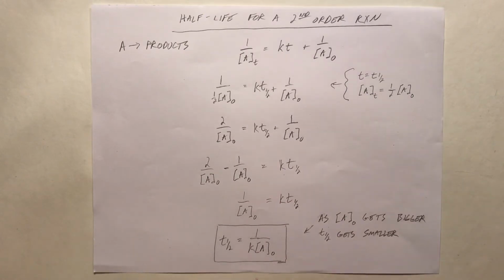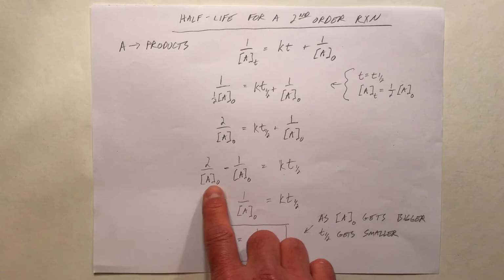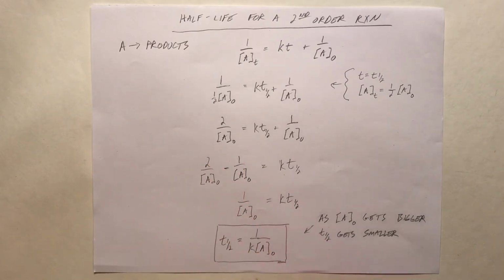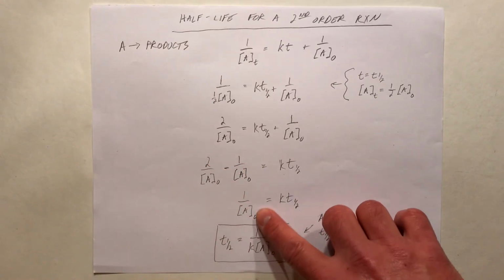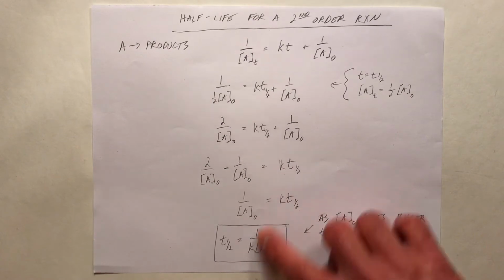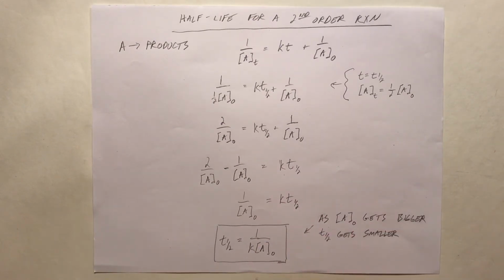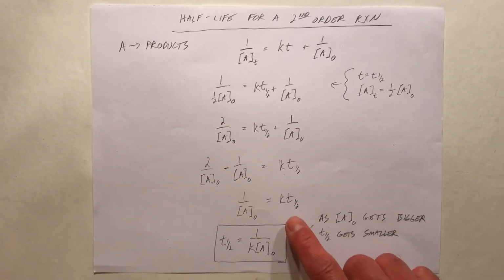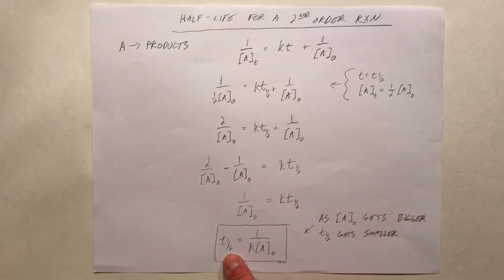Now the rule of fractions is that when the denominator is similar, we just subtract the numerators and carry the denominator over, so the left-hand side solves out to be the inverse of the initial concentration. And then we rearrange to solve for t 1/2, and we get this half-life expression. Notice that as the initial concentration, or concentration of A at time 0, gets bigger, the half-life gets smaller.